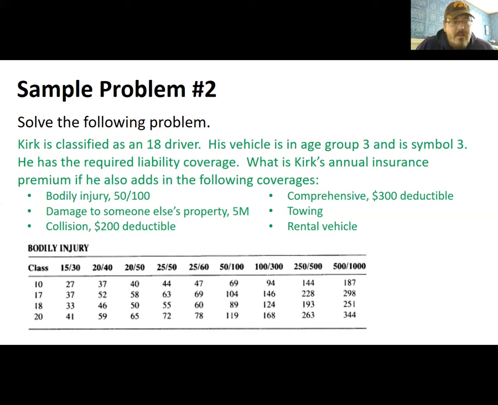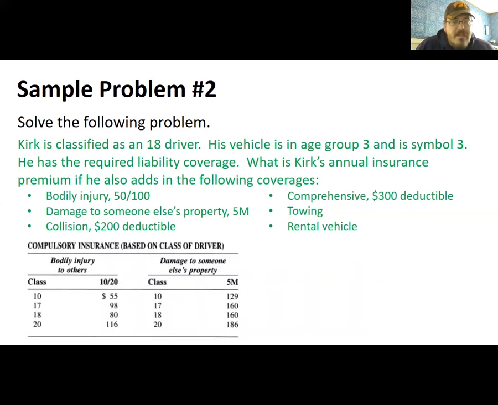So for bodily injury, 50/100. Again, what that means is $50,000 per person, $100,000 per accident. For a class 18 driver, if you find that row and then the 50/100 column, that's an additional $89. Okay, so we're going to add that into our total. So again, remember that number. We'll come back to that here in just a second.